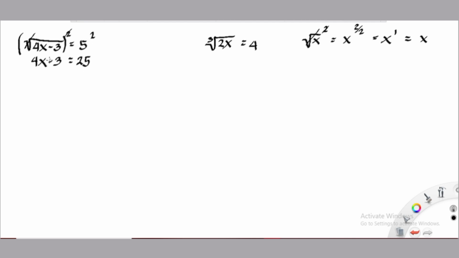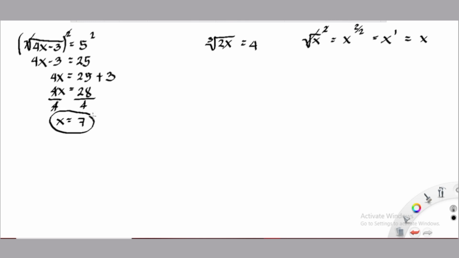Solve for x. Since we have here a constant negative 3, we have to move this to the other side of the equal sign, or apply the addition property of equality. So this will be written as 4x equals 25 plus 3. Combine 25 and 3, that is 28. Next is to divide both sides by 4. Cancel out 4 because 4 divided by 4 is 1. 1x or simply x. And then 28 divided by 4 is 7. So therefore, the value of x is 7.